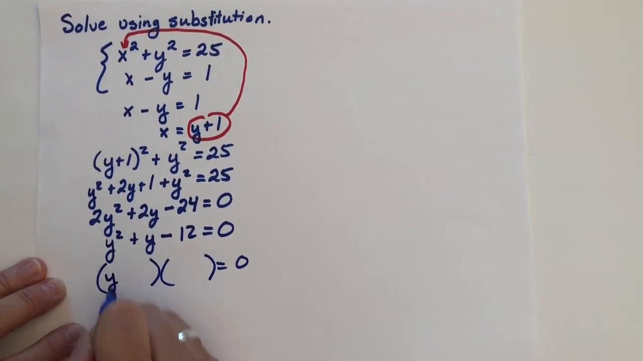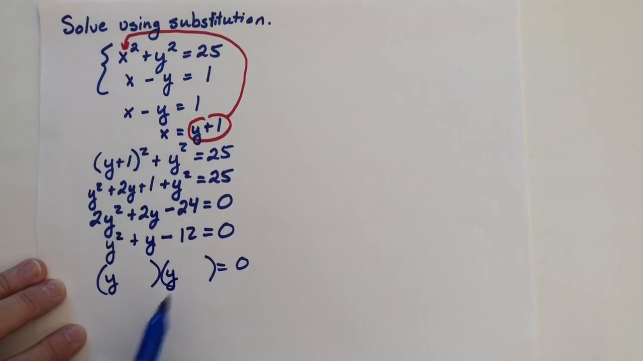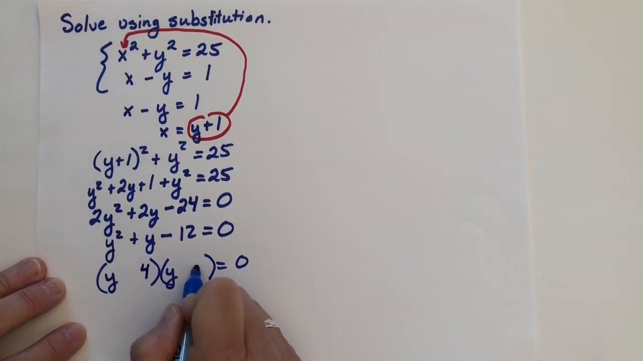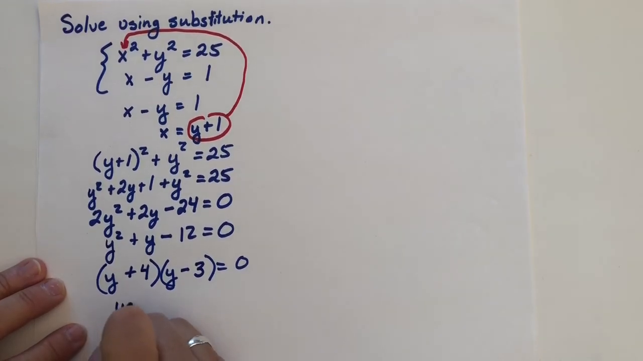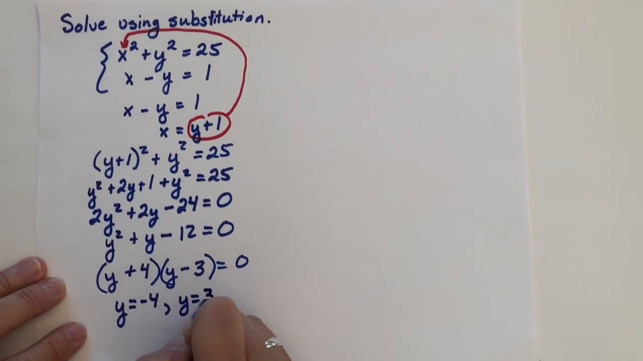So I have y and y. Let's see, 12 would break down into a 4 and a 3. That would give us that positive 1 in the middle if we have a plus on the 4 and a minus on the 3. So our y values equal negative 4 and positive 3.